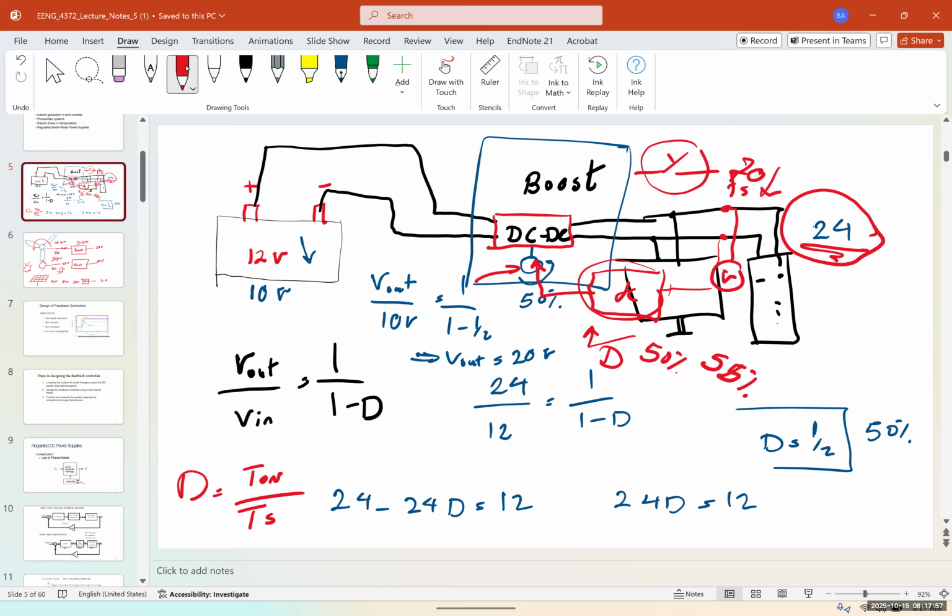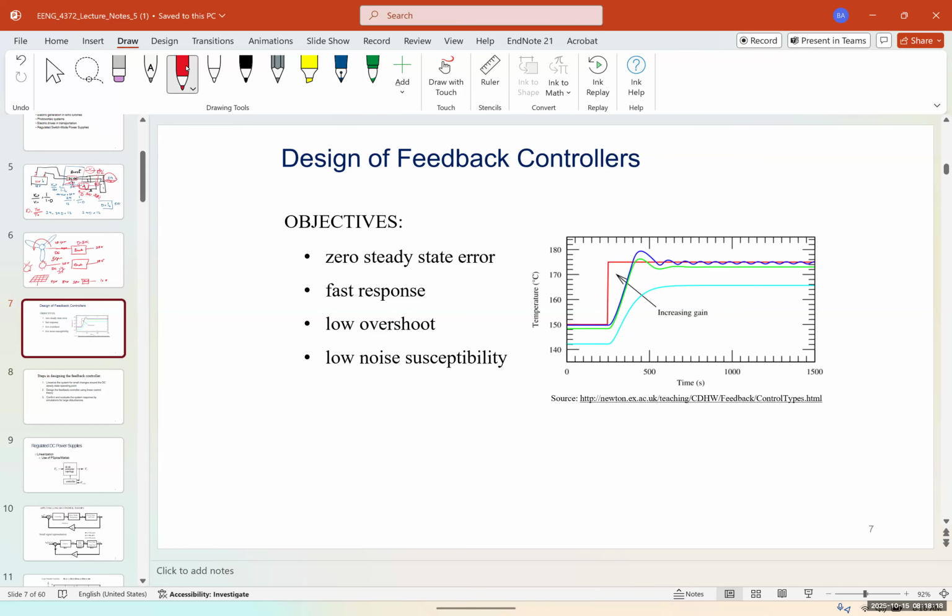But for a control system, we have some objectives to be able to design the feedback of these controllers. These objectives that we have is we need to have zero steady state error. We need to have a fast response. We need to have low overshoot, and we need to have low noise susceptibility.